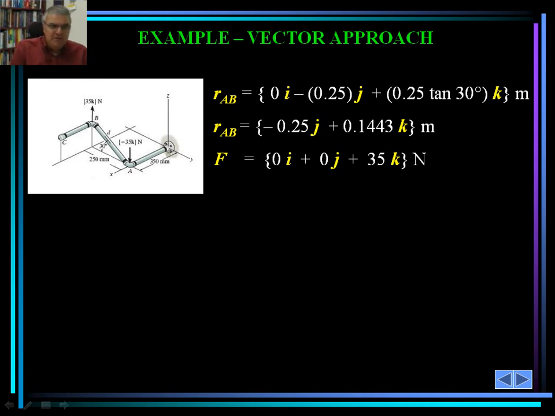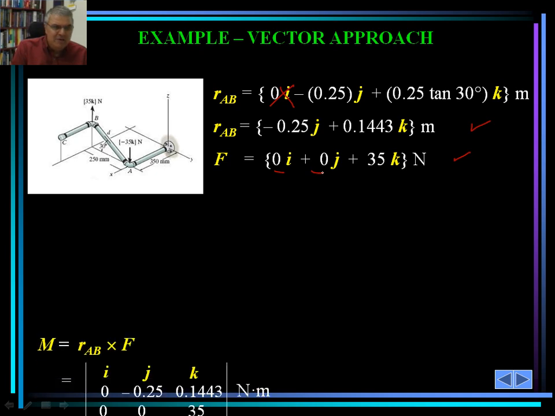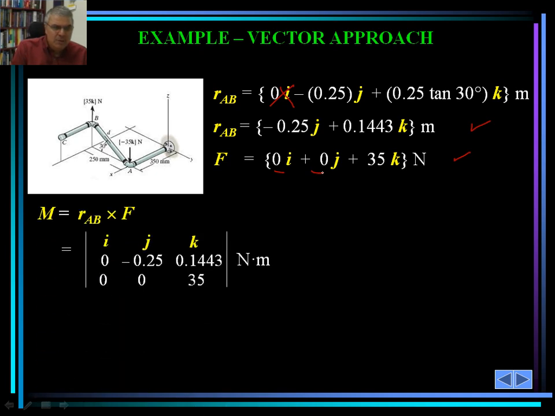Let's get to it. R sub AB is 0i minus 0.25j plus 0.25 tangent of 30 k. The position vector goes from A to B. As such, we do the multiplication. This would drop out, and we would end up with this equation up here. F would be 0i, 0j, 35k. Again, note that both the i and j components are 0.